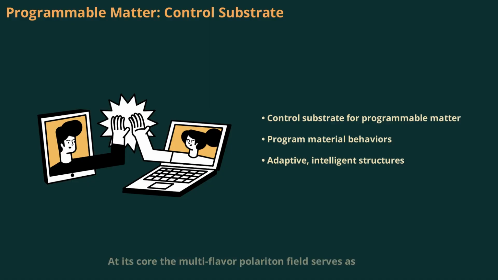At its core, the multi-flavor polariton field serves as the control substrate for programmable matter. By manipulating the parameters of each flavor, operators can program the material to exhibit specific behaviors, such as changing stiffness, optical properties, or even its phase. This level of control is unprecedented in material science and opens the door to a new era of adaptive, intelligent structures.